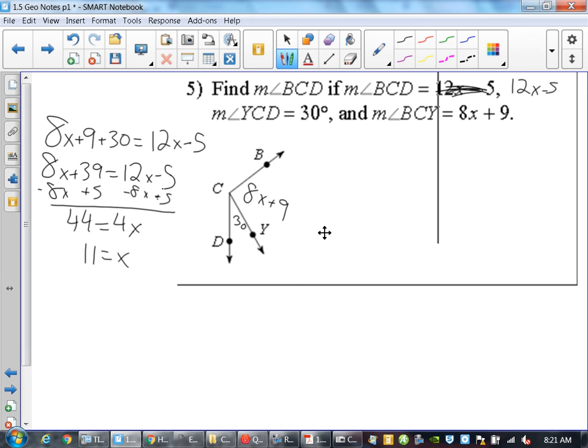Remember, that's the thing here. When you're working with the algebra and the geometry, you're using the definitions to set up the problem. So you just go back and substitute in 11 times 12, and I believe that's 132. Subtract 5, and I think we get 127.